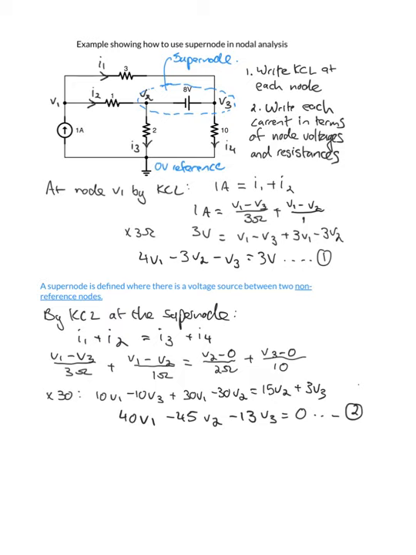The third equation comes from observing that the 8-volt voltage source is between V3 and V2. Its higher voltage is on the side of V3 and its lower voltage at the side of V2. So we can also write at the supernode V3 minus V2 is equal to 8 volts, and that's the third equation that you need to solve for this circuit, and the rest is just maths.